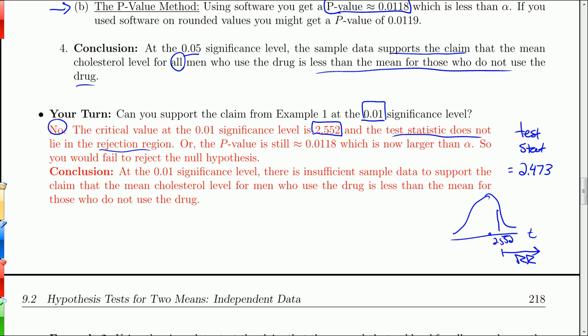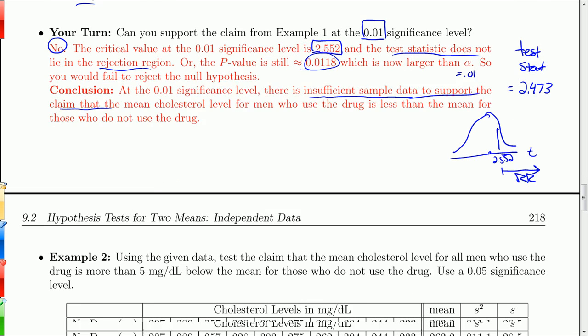And also, by the way, the p-value doesn't change, but now that's larger than alpha because alpha now suddenly equals 0.01. I've changed the significance level. So you would fail to reject the null hypothesis, and we would not be able to support our claim. There is insufficient sample data to support the claim that the mean cholesterol level for men who use the drug is less than the mean for those who do not use the drug. So again, the significance level can alter your conclusion dramatically.